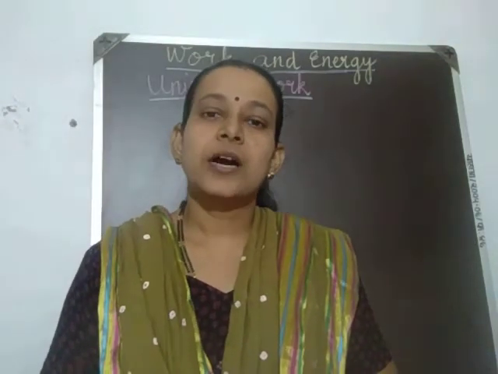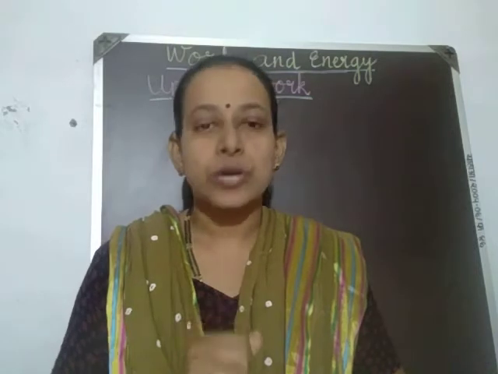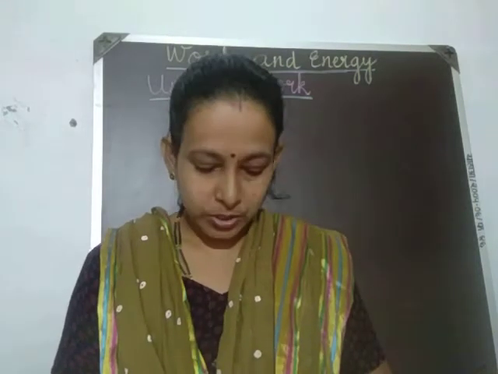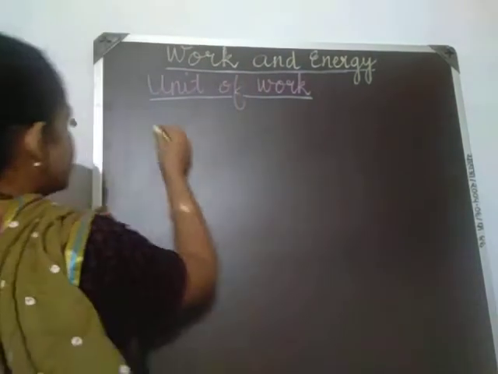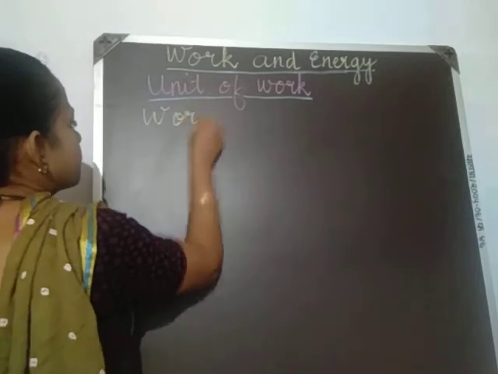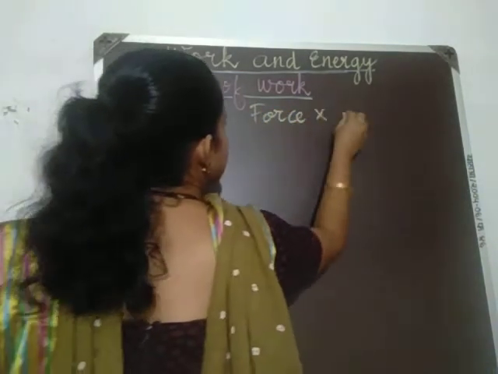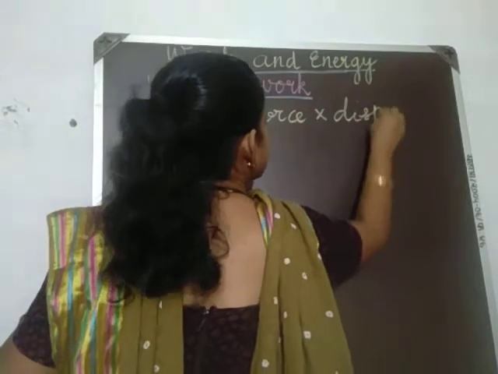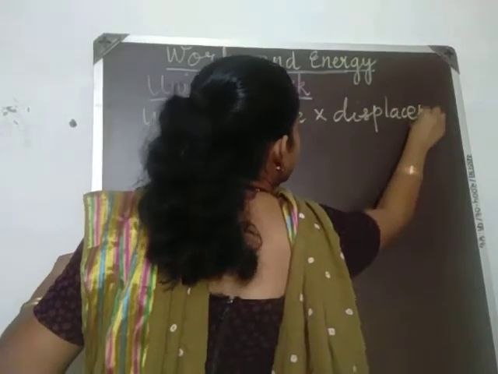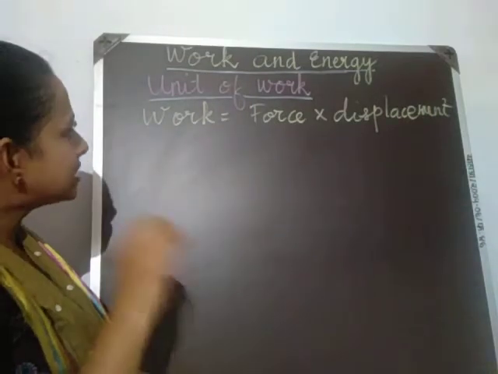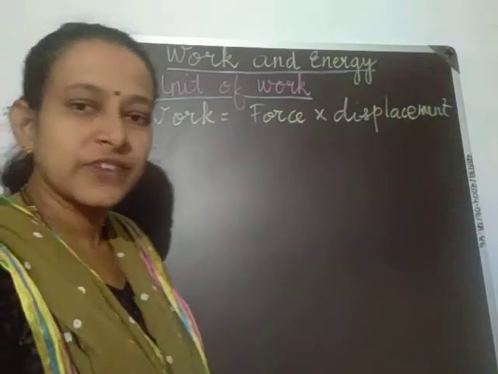First of all, to find the units we should know the formula for work. So let me write the formula for work. Work is equal to force into displacement. Right? This we have already studied. Force into displacement. So let us see what are the units of each one of them.